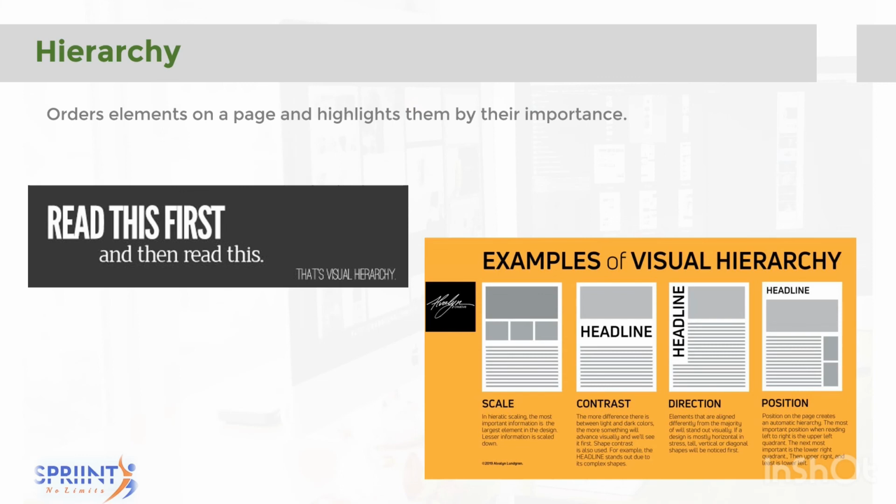So there is an order of arrangement of elements on a page, just like this other one. Read this first and then read this. It matters, all of this matters, because hierarchy helps people focus on what they need to understand first before going on to the next stage.